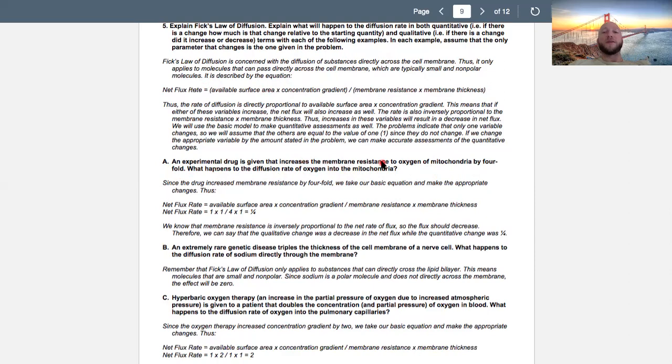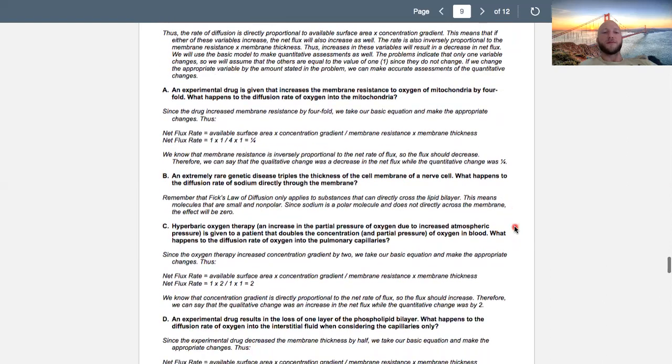So increase by 4. So you've got imaginary 1s in front of your 4 variables. Put a 4 in front of membrane resistance. So right here in front of membrane resistance, we're going to put a 4. And now calculate it. So we've got 1 times 1 on the top divided by 4 times 1. So you've got 1 over 4. We know that the membrane resistance is inversely proportional. Therefore, we can say that qualitatively, there was a decrease in net flux, while quantitatively, the change was 1/4. So 1/4 is going to be the final flux.